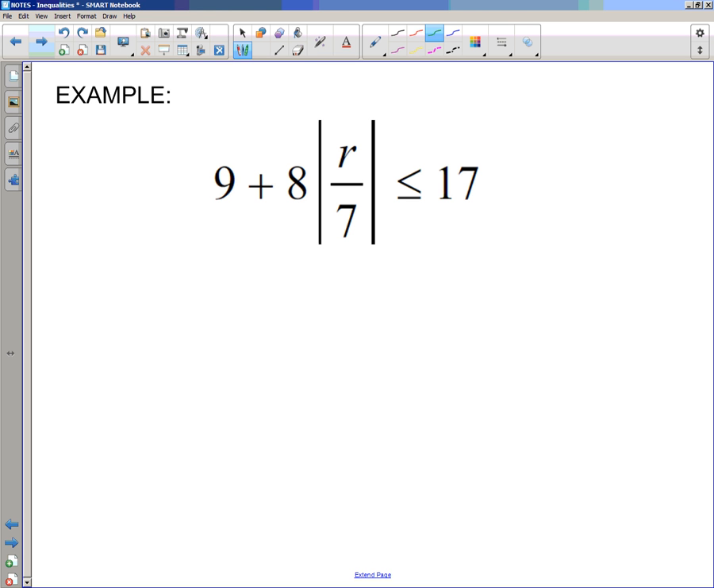Okay, here's an example. This one is an inequality, but it has an absolute value in it. Can I go ahead and combine that 8 and that 9 together? No, we can't. The 8 is being multiplied by something that the 9 is not, so we cannot. So our first step is always to isolate the absolute value, whether we're dealing with equations or inequalities. So we're going to start by getting rid of this 9 over here, subtracting 9 from both sides.